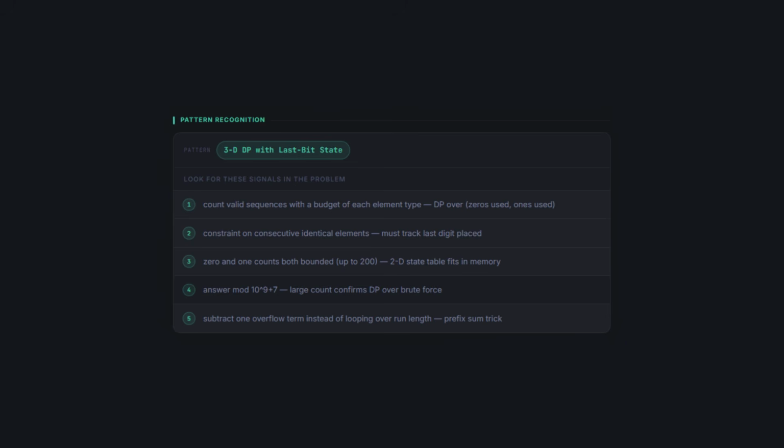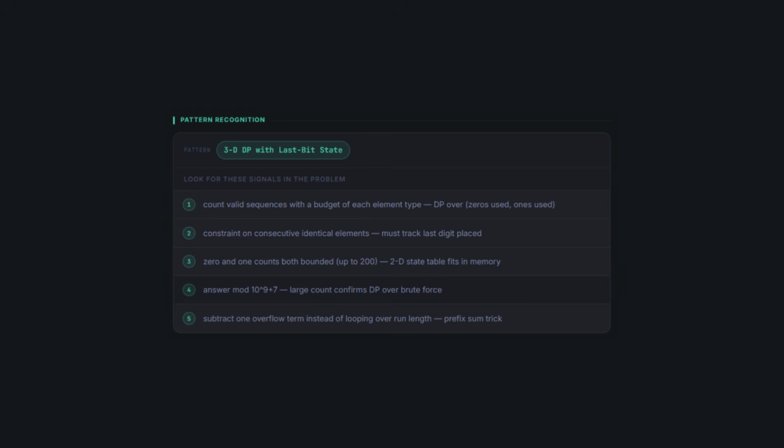Now, when reading the question, a few signals immediately stand out. On my website, I summarize this using pattern recognition signals. First, we are counting valid sequences with a fixed number of zeros and ones. Whenever we see counting problems with a budget of elements, that usually suggests dynamic programming over how many elements have been used. Second, there is a constraint on consecutive identical elements. That means the next decision depends on the last digit we placed.